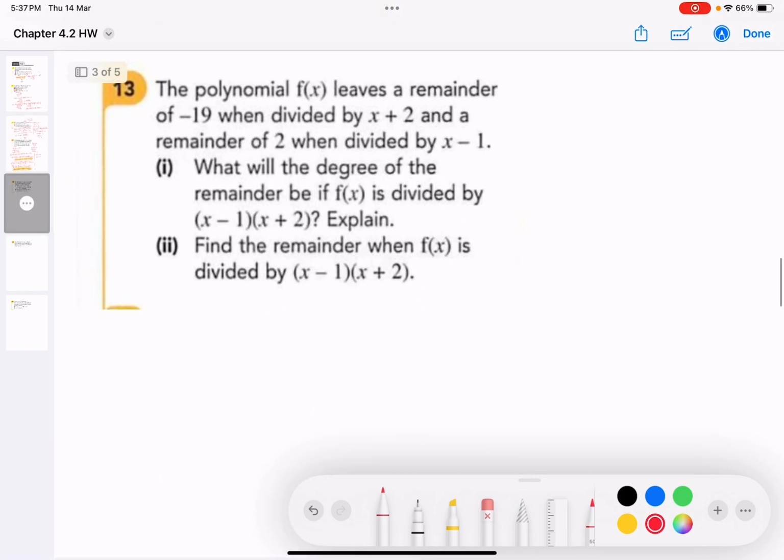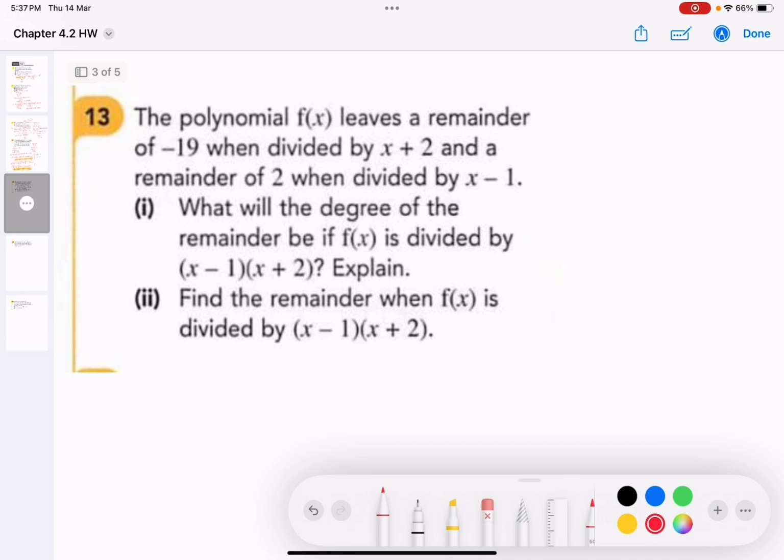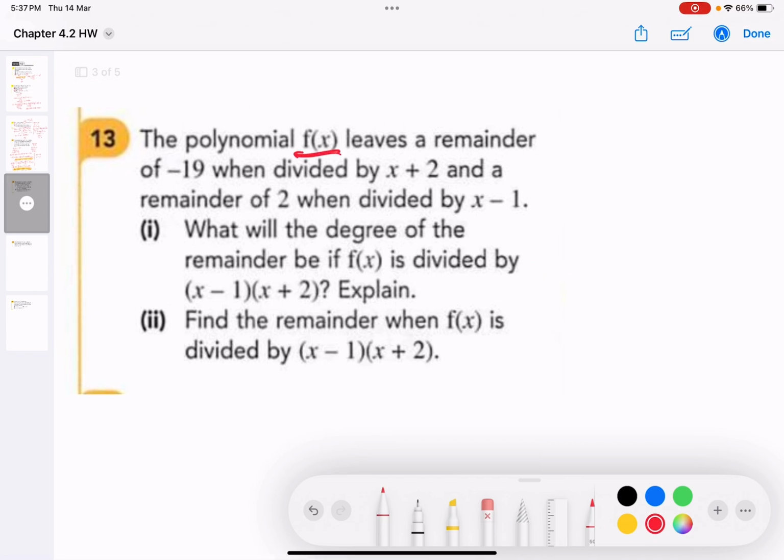Question number 13. I suspect many of you would have some problems with this question, okay? So let's read this question together. The polynomial f(x), so this is our dividend, leaves a remainder of negative 19 when divided by x plus 2 and a remainder of 2 when divided by x minus 1.